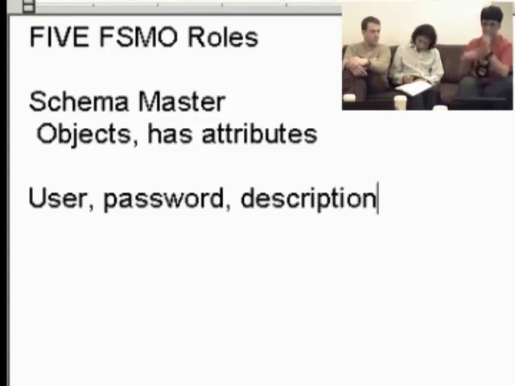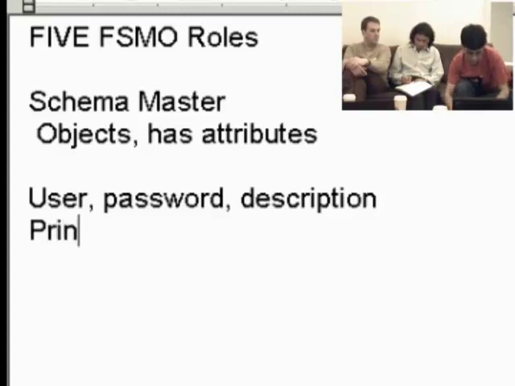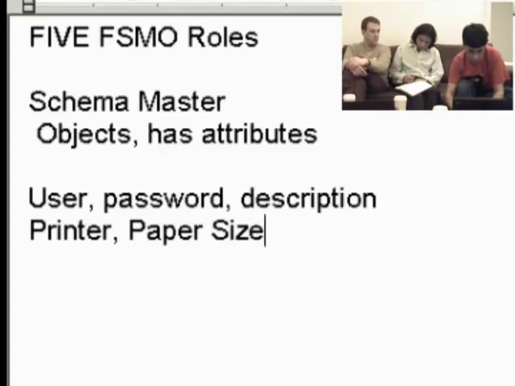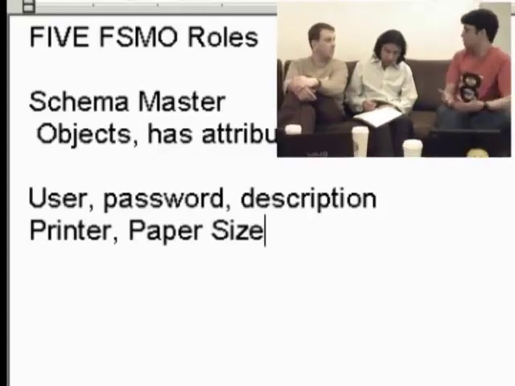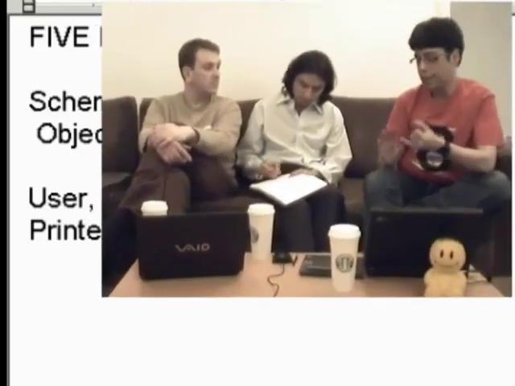Yeah, so we're seeing the objects and their attributes. Take, for example, a printer, that's an object, isn't it? That contains paper size, that's an attribute. So that's what the schema is. The schema is just a definition of the objects and a definition of what attributes those objects can actually contain. So for example, a user is an object that can contain an attribute called password, an attribute called telephone number, those kind of things. Now this schema master in your domain controls updates to the schema.